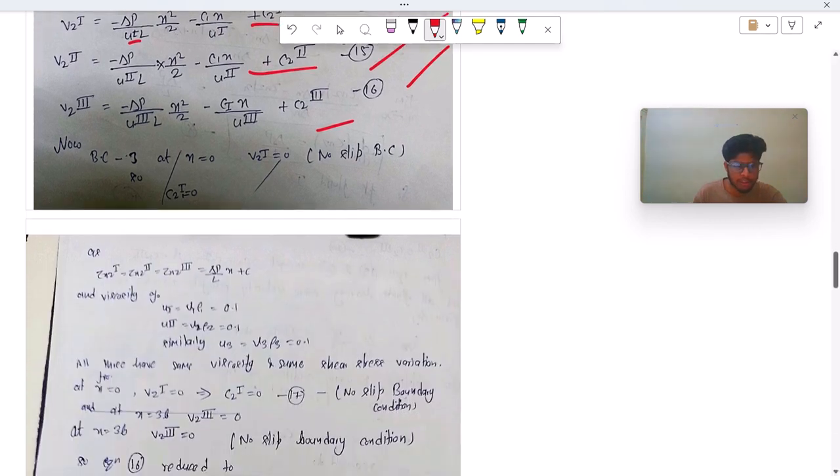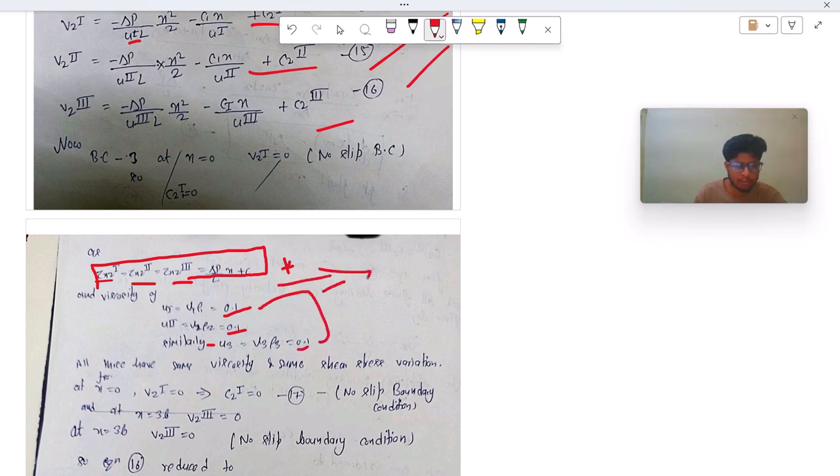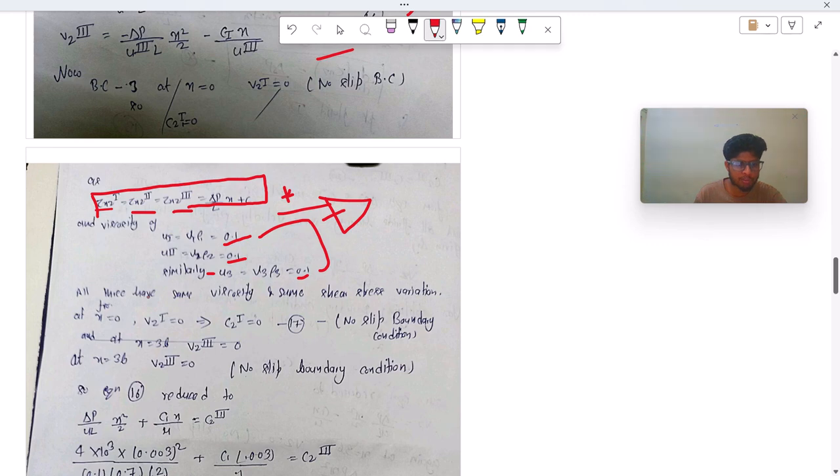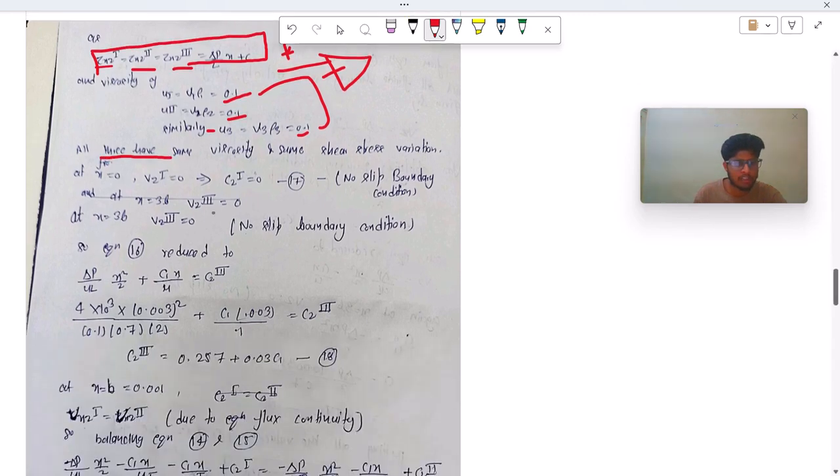As we see above, tau xz1, tau xz2, and tau xz3 all have the same shear stress. So as we have the same shear stress, we check the viscosity. We find mu1 is 0.1, mu2 is 0.1, and mu3 is 0.1. All three have the same viscosity and the same shear stress, so all three have the same velocity equation, the same velocity profile. But before concluding, we are going to solve this further. All three have the same viscosity and the same shear stress variation.